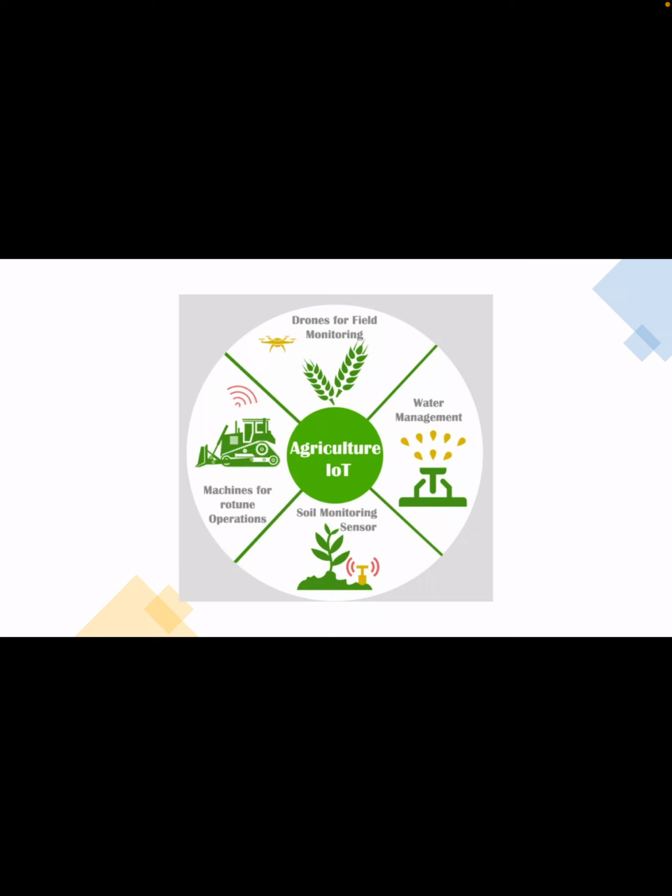That means if you want to put the seeds in the field, then you have to plow the field. For that purpose, you are going to use the machines. And the next one is the soil monitoring sensor, to check the pH value of the soil. We'll be using the soil monitoring sensor.